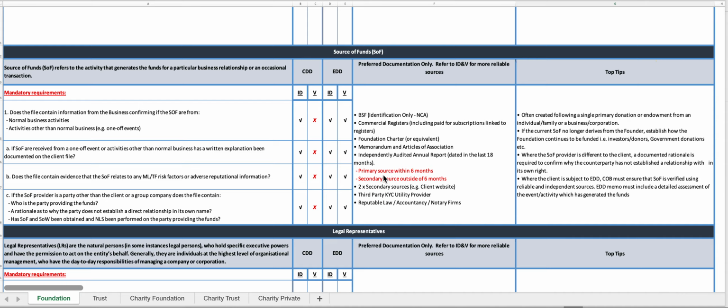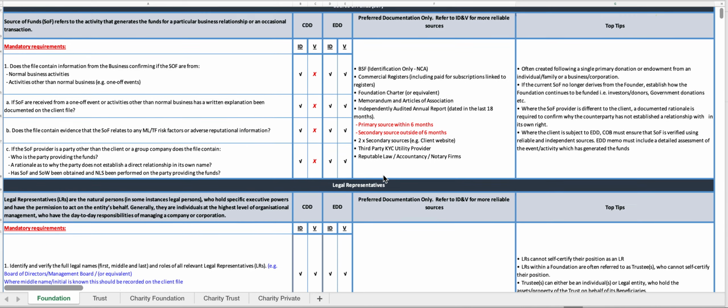And of course, like I said previously, you could use primary and secondary sources within the last 6 to 12 months, dependent on the business.